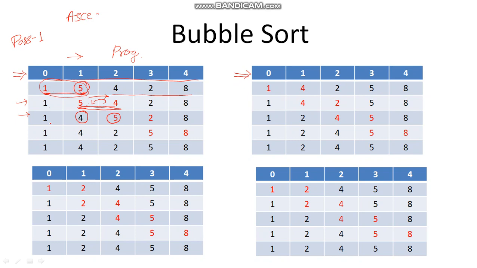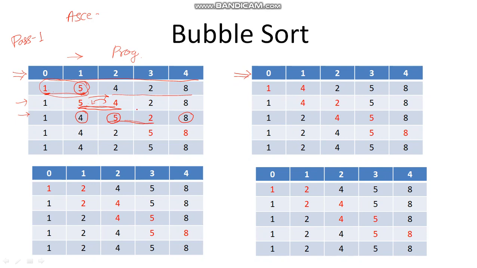Okay, in pass 1, the largest element settles down at the last location. Next, the next two elements will be compared. Since 4 and 5 are compared together, now the next one is 5 and the next element is 2.